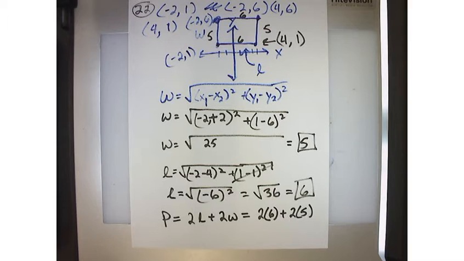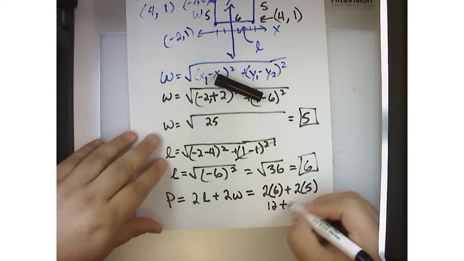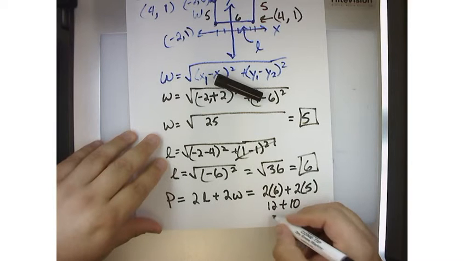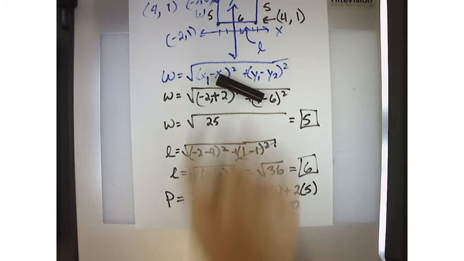Okay. So this would be 12 plus 10, which is 22. So the answer for 22 is 22. Isn't that ironic?